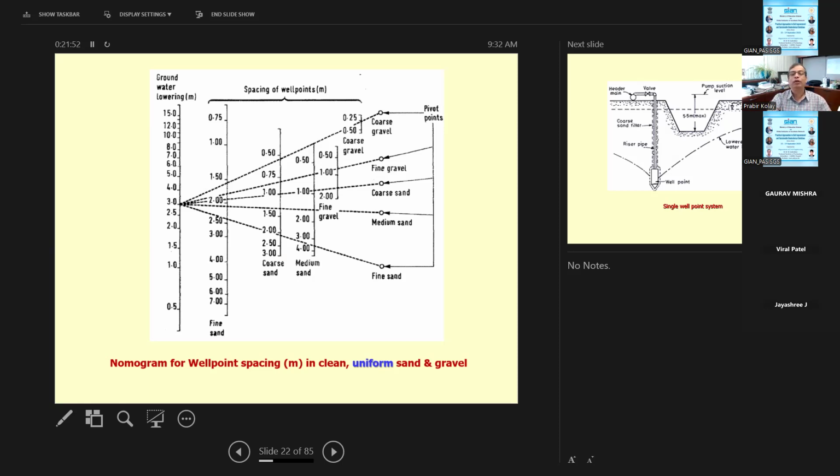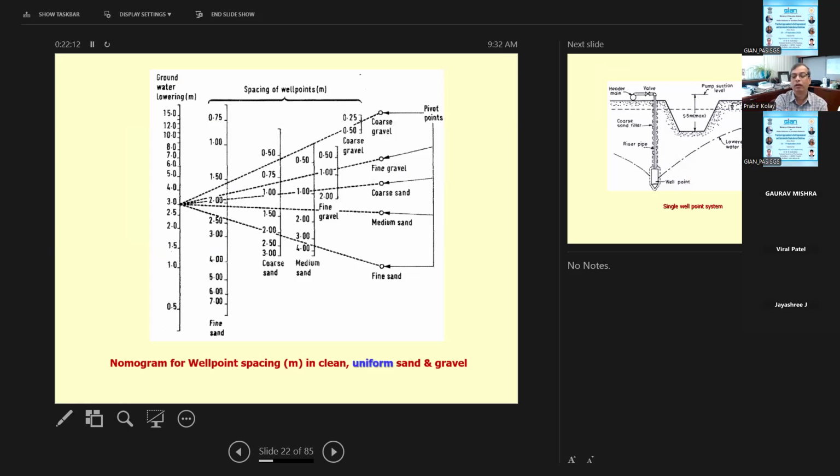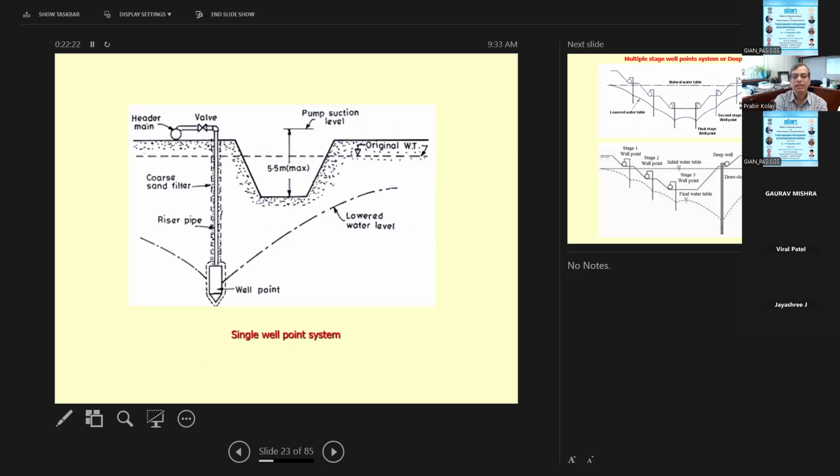Then you want to know how much lowering of the water table you need, and just draw a line, and you can easily calculate how much spacing is required. So this graph is the nomograph for uniform clean sand and gravel. And then there are nomographs also for non-uniform, heterogeneous sand and gravel. So maybe in the tutorial today, I'm going to solve one problem using this graph, a chart.